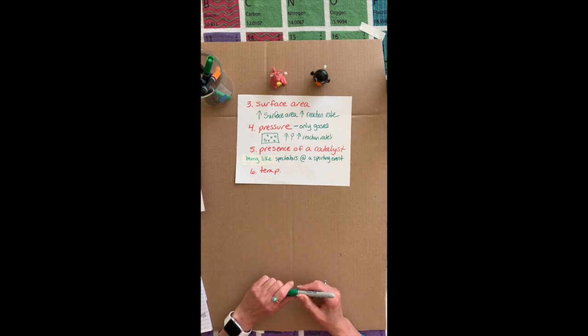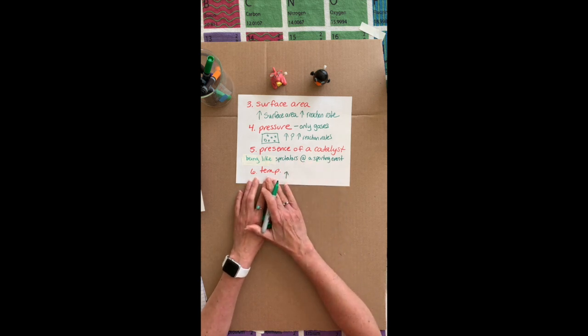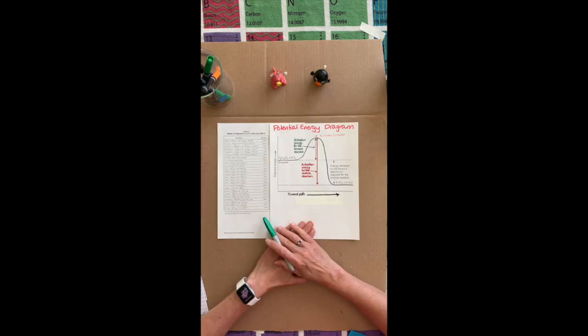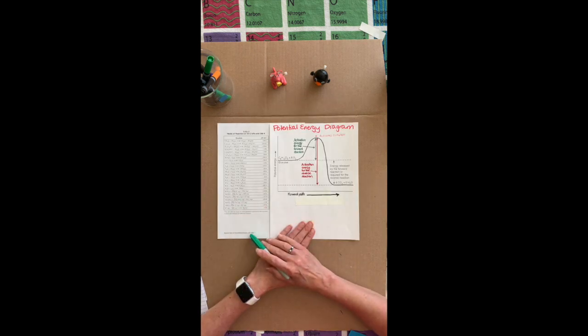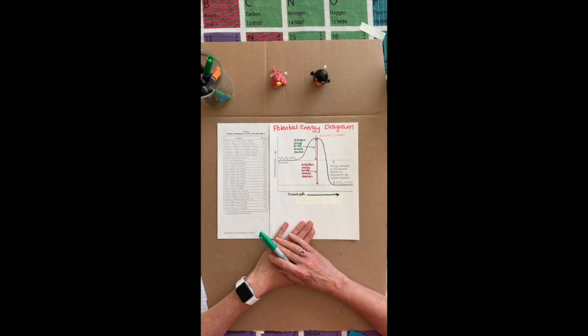And finally, number 6, temperature impacts the rate of reaction, which should make sense because temperature is the average kinetic energy of a system. If we increase kinetic energy or increase temperature, we're going to increase collisions and increase the reaction rate. I now have Table I out. I'll reference that shortly. And here we go with an example of a potential energy diagram.